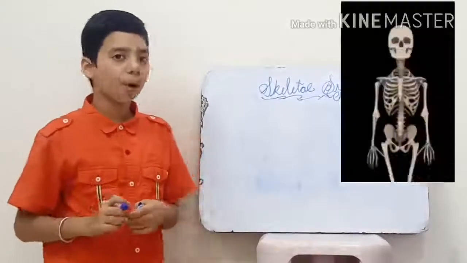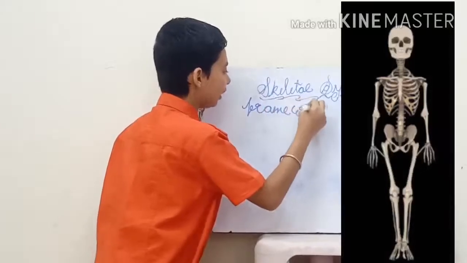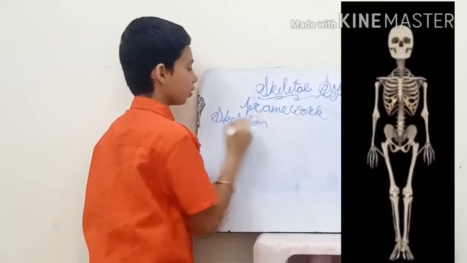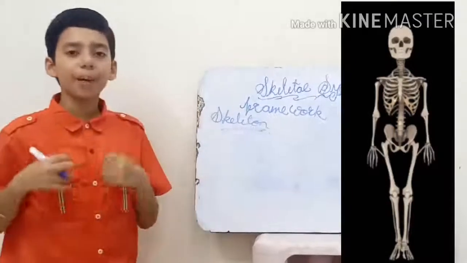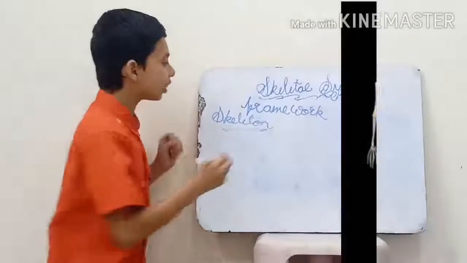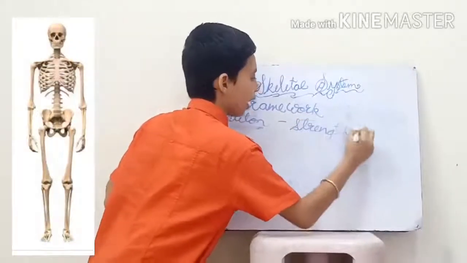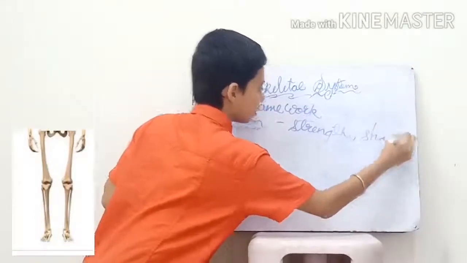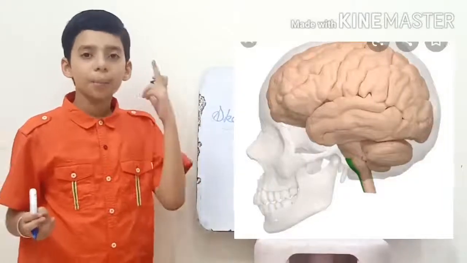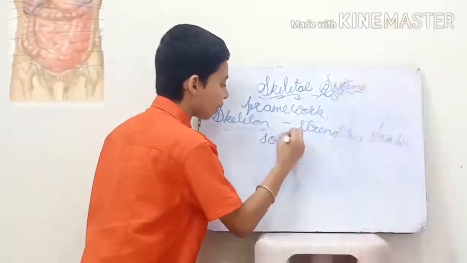All the bones in our body together form a framework called the skeleton. Without the skeleton, our body would collapse. The skeleton gives the body its strength and shape. The hard skeleton also protects the brain, heart, lungs and other soft organs of our body.